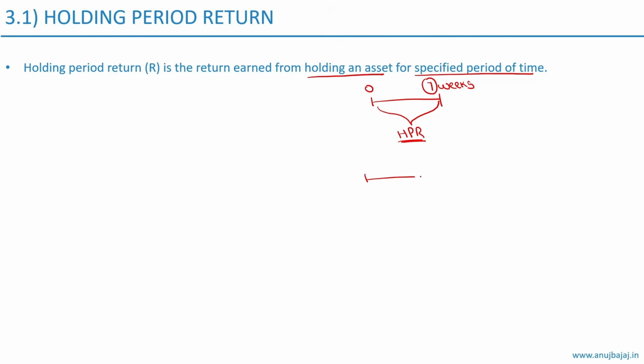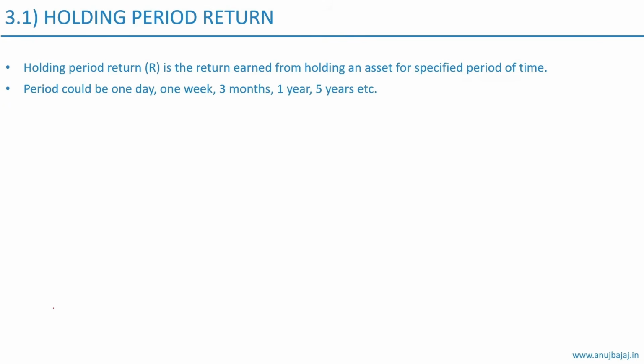Now say you purchased an asset today and you sold the asset after 9 years. Then the holding period in this case is 9 years, and the return you have earned during this period of 9 years will be your holding period return. Hence, we can say that the period could range anywhere between 1 day, 1 week, many months, years, and so on. Now let us see how we calculate the holding period return.